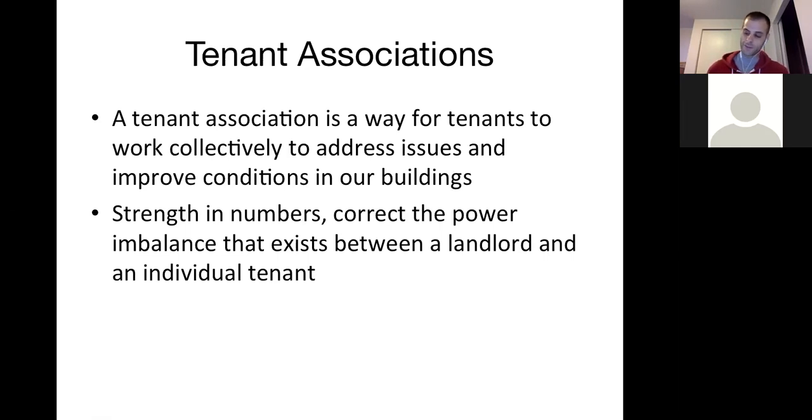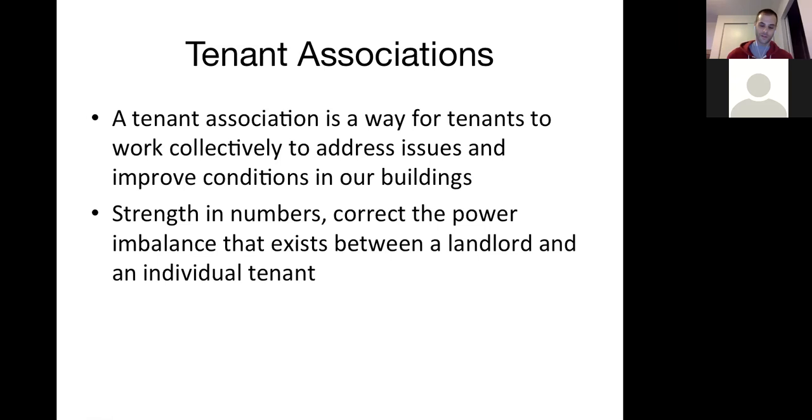I'm going to talk about tenant associations. You might use different words. They might just talk about organizing in a building. They might talk about having a building committee, any kind of organization in your building. I think if you've got that, then you've got a tenant association, even if you're not calling it as such.